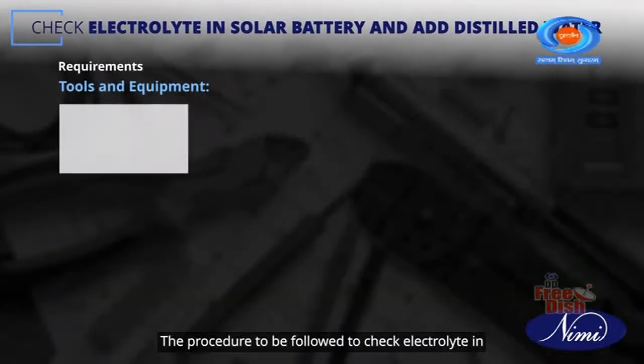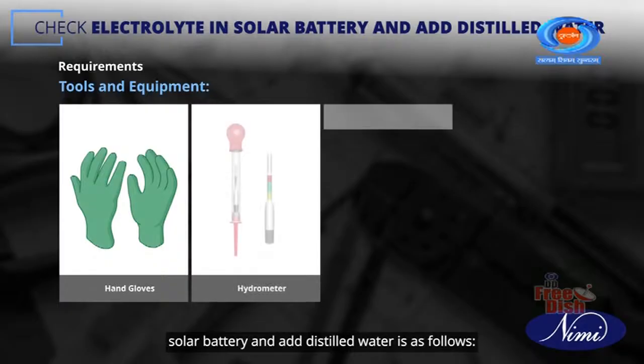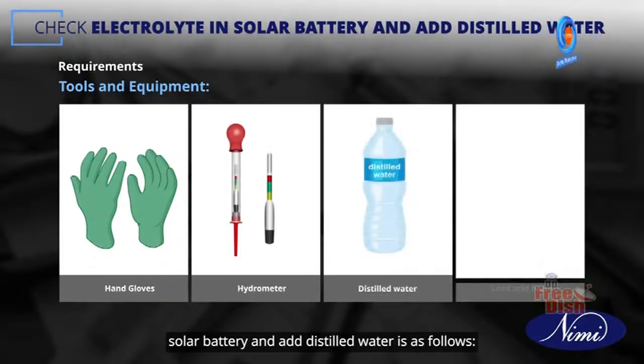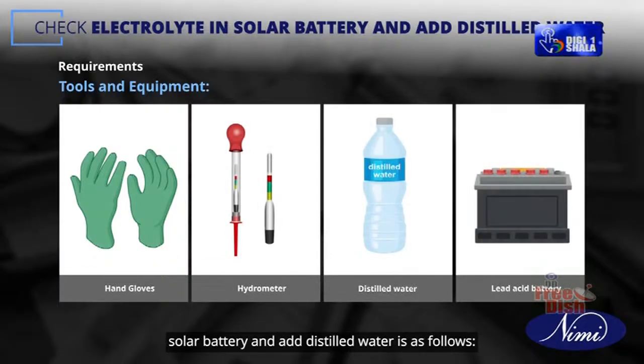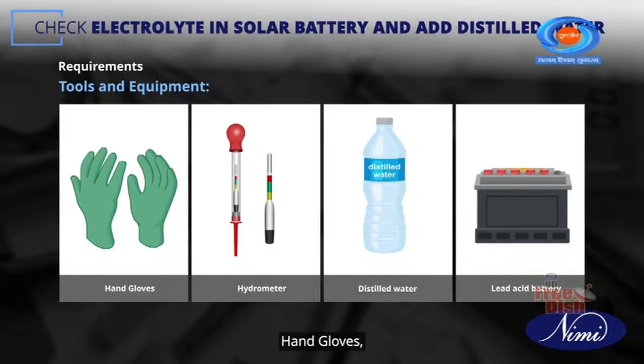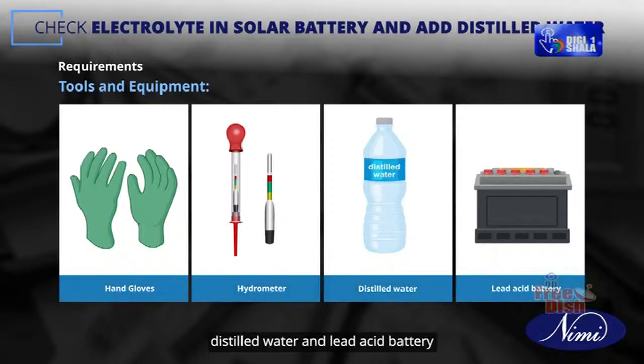The procedure to be followed to check electrolyte in a solar battery and add distilled water is as follows. Ensure you have all the following tools and equipment: hand gloves, hydrometer, distilled water and lead acid battery.